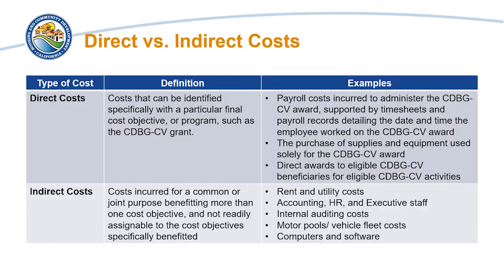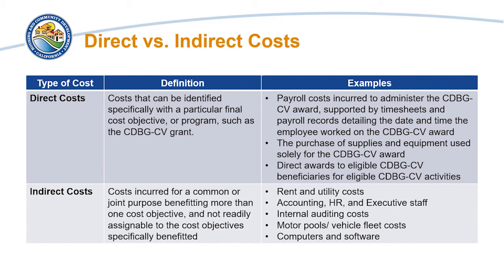Direct costs are costs that can be identified specifically with a particular final cost objective, or programs such as the CDBG-CV grant. Common examples include payroll costs incurred to administer the CDBG-CV award, which must be supported by timesheets and payroll records that detail the date and time an employee worked on the CDBG-CV award. The purchase of supplies and equipment used solely for the CDBG-CV award, and direct awards to eligible CDBG-CV beneficiaries as part of an eligible CDBG-CV activity.